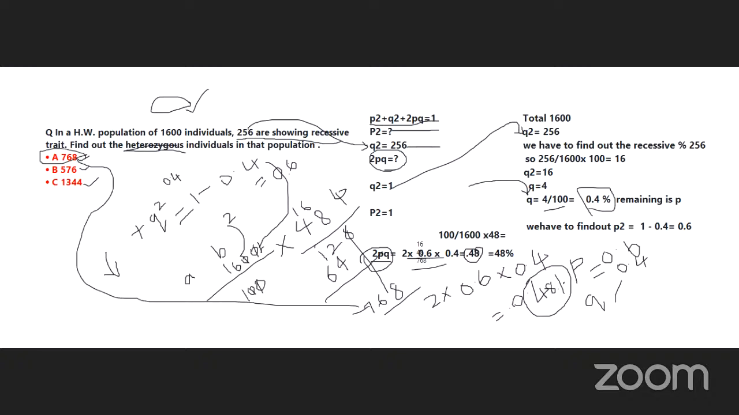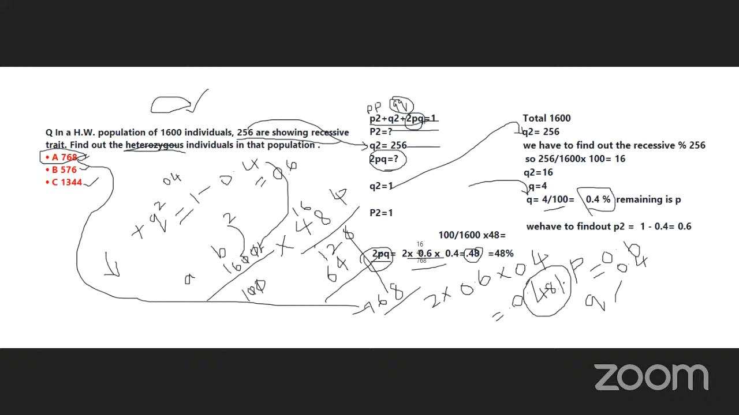So likewise, you have to calculate. Once again, I will repeat it for you. Here you have to find out the heterozygous condition. Heterozygous condition means P is dominant, so in this category you have to put P and Q. P is dominant, Q is a recessive gene. 2PQ is the heterozygous condition. Here 256 has been given as recessive, so the Q has been given.